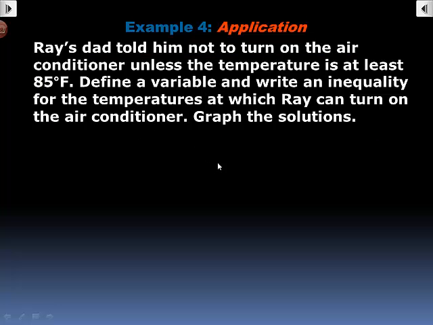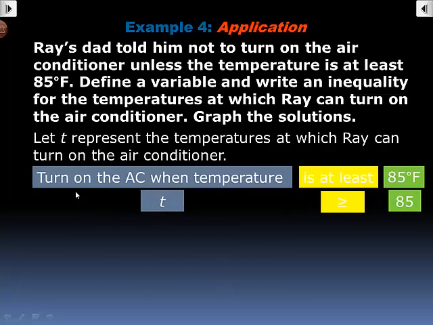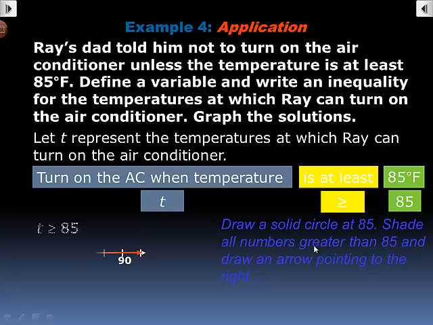Let's do one last example. Ray's dad told him not to turn on the air conditioner unless the temperature is at least 85 degrees. Now remember, at least means greater than or equal to. So we're going to take our variable, T for temperature, and we're going to turn on the AC when the temperature T is at least, or greater than or equal to, 85 degrees. So here's our formula. So when we graph, we're going to draw a solid circle at 85 degrees because it can be equal to it. Then we'll look at all the numbers larger than it and draw shading there.